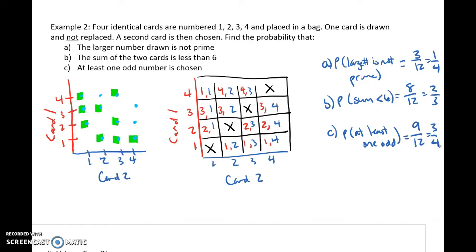So that once again is just using a sample space, showing it as a table or a grid. Up to you if you'd like to use it, but it's important to think about possibilities with replacement and without replacement.